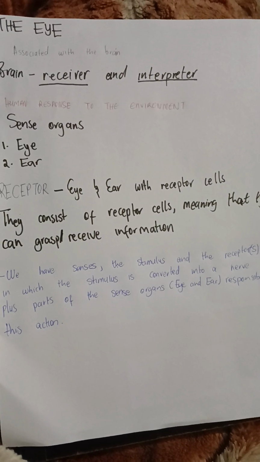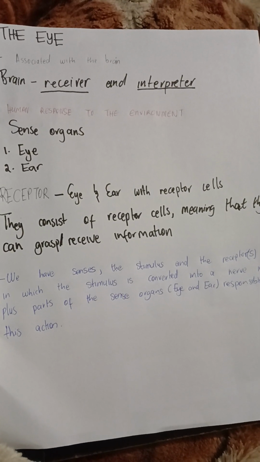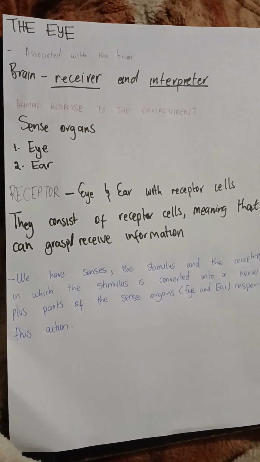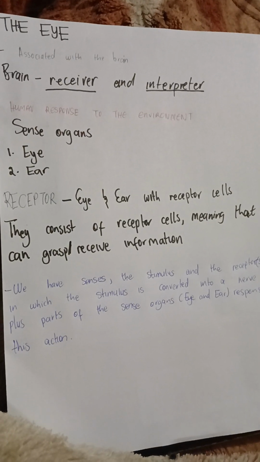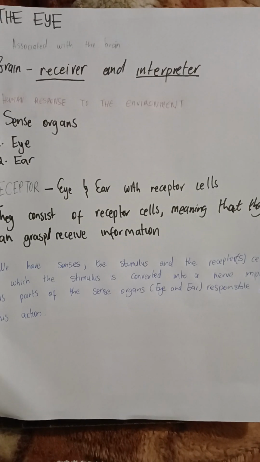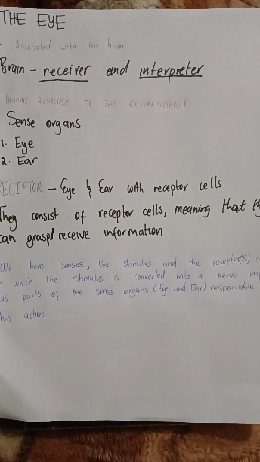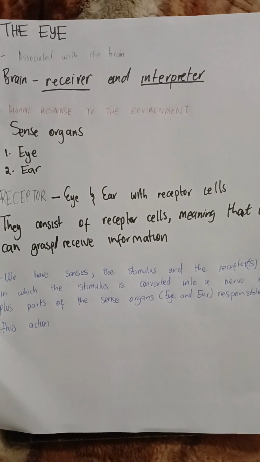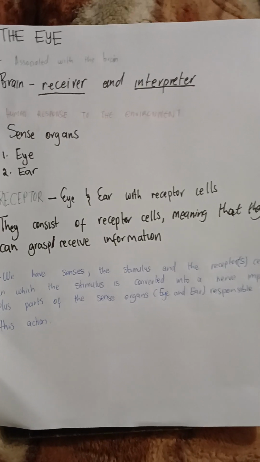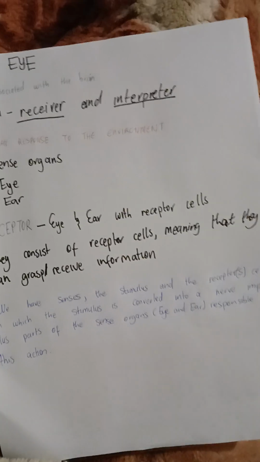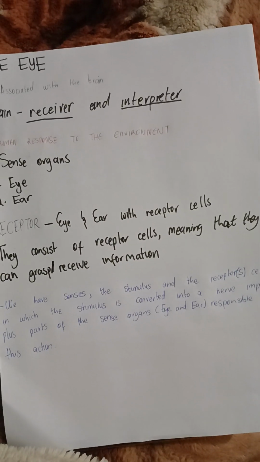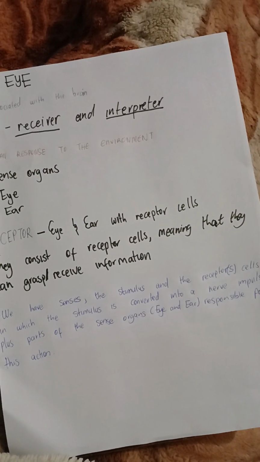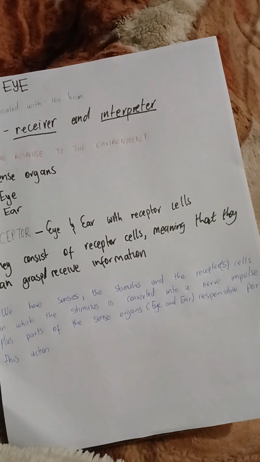So the paragraph that I've written now says we have senses. When I say we have senses, there are 5 senses in our biological living, right? These senses help us to actually sense what we sense and respond to what we sense. So we have senses, the stimulus, and the receptor cells, in which the stimulus is converted into a nerve impulse, plus parts of the sense organs, eye and ear, responsible for this action.